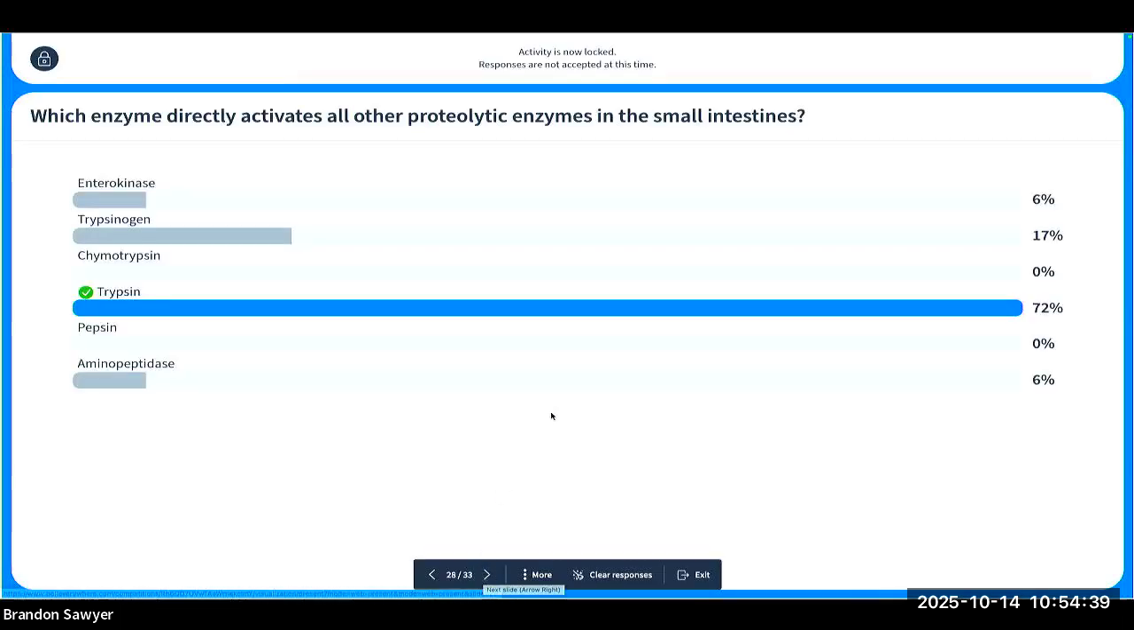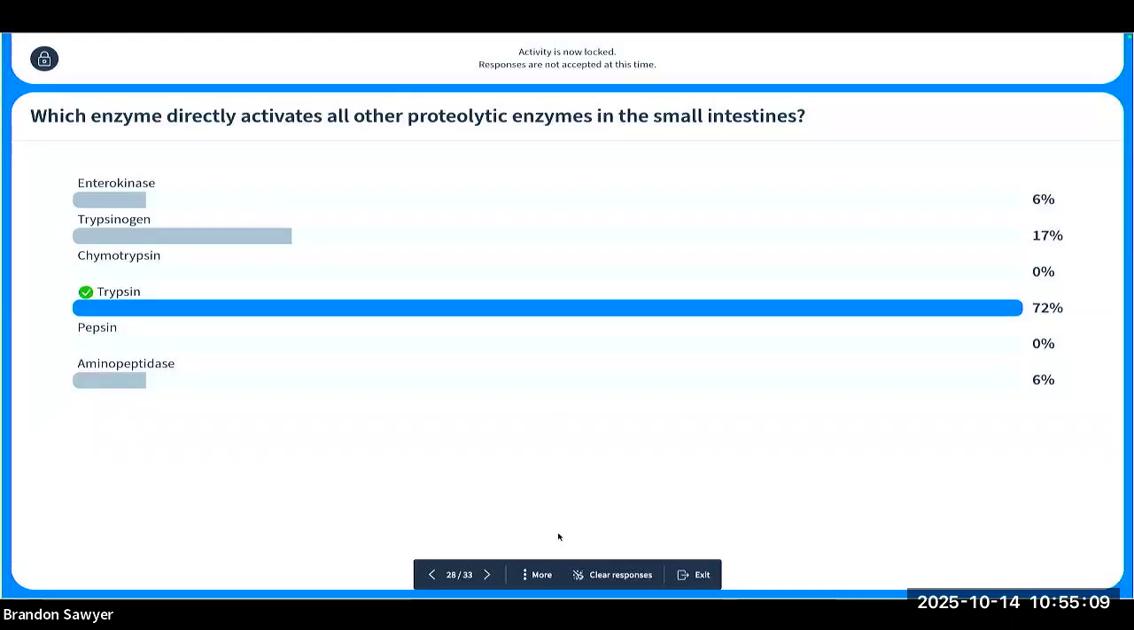Good. Most of you said trypsin. Perfect. Trypsinogen will be the inactive form of that, right? Trypsin is the activated form. Yeah, Daniel? Is a person able to work it out in terms of plants? Nope. But that's why I put directly. Enterokinase has to activate trypsinogen to turn it into trypsin, but then trypsin's the one that directly does all the activations. But yeah, good question.